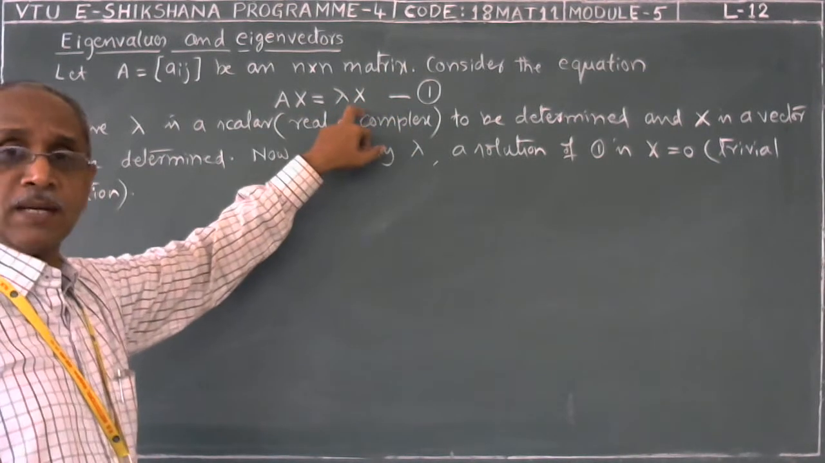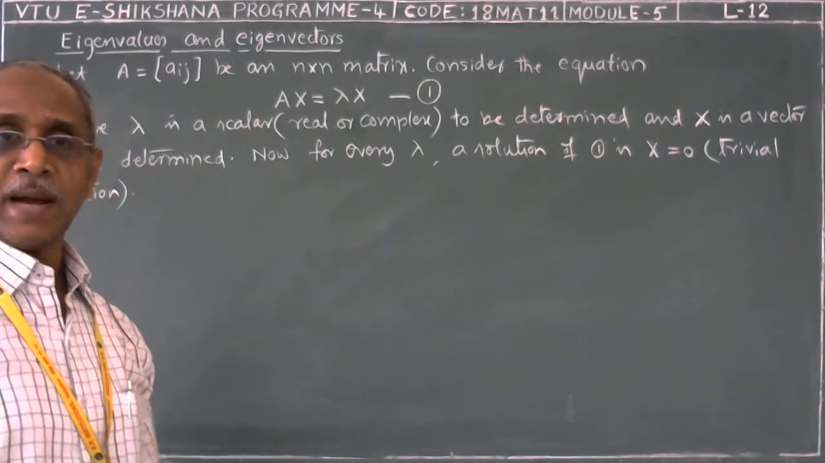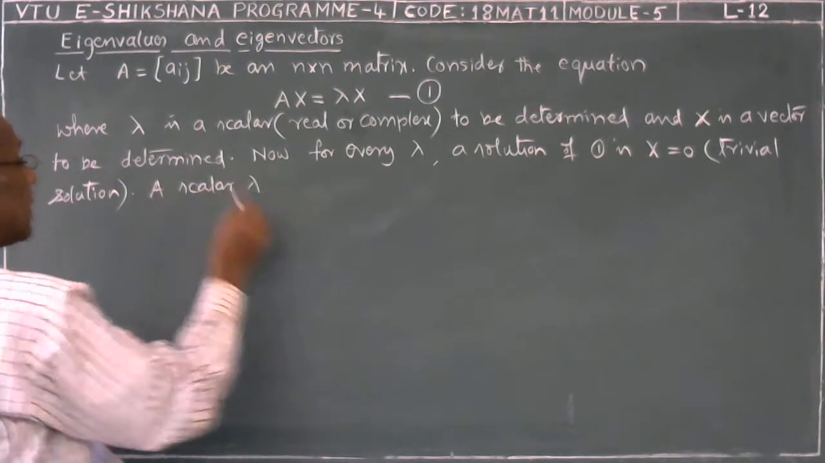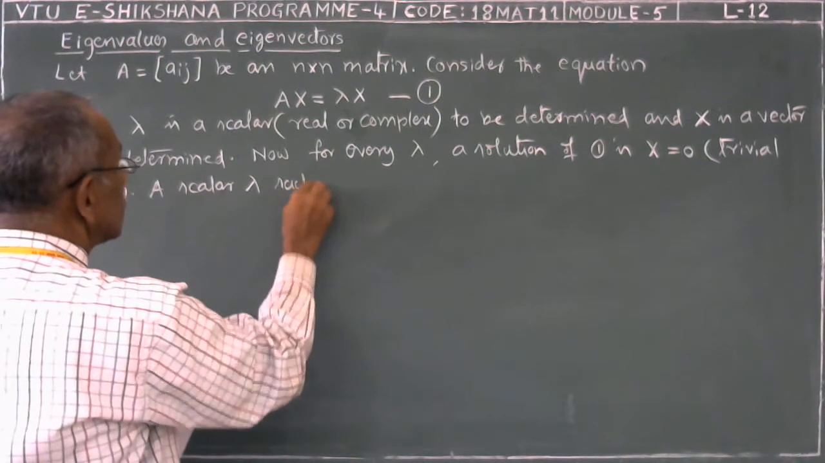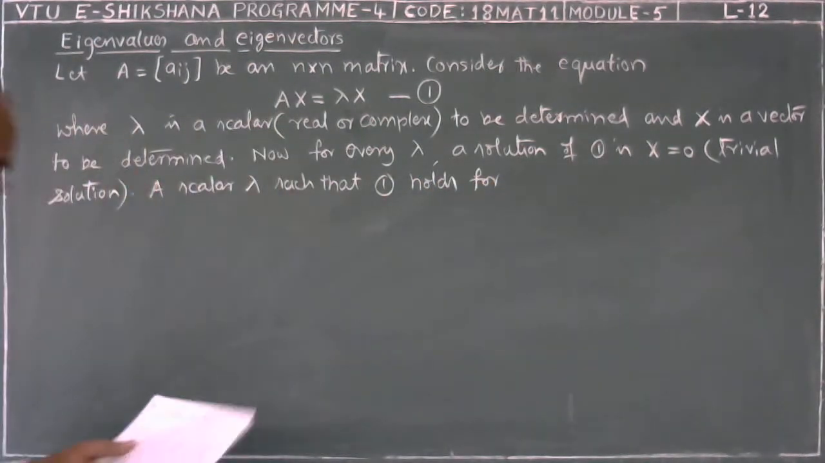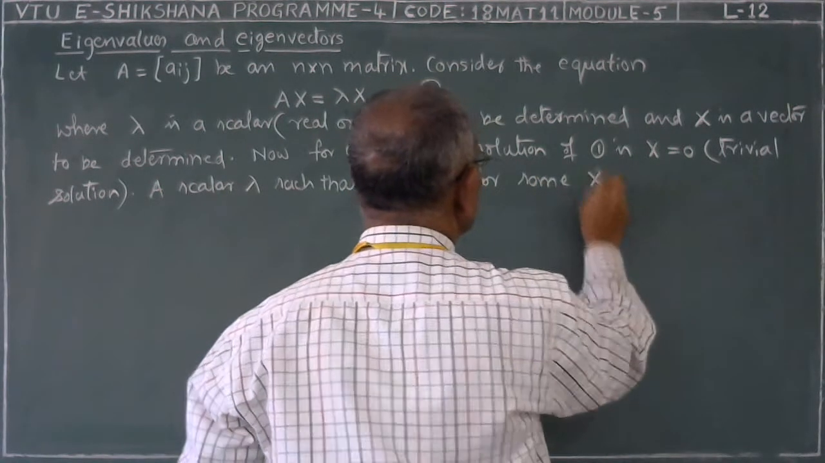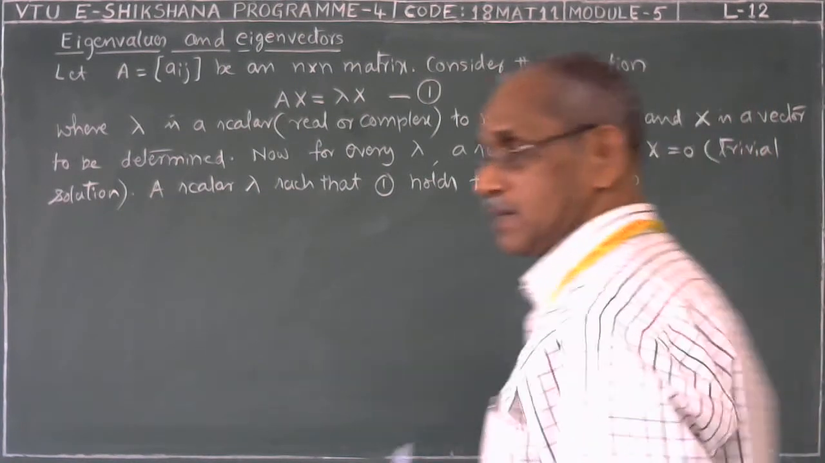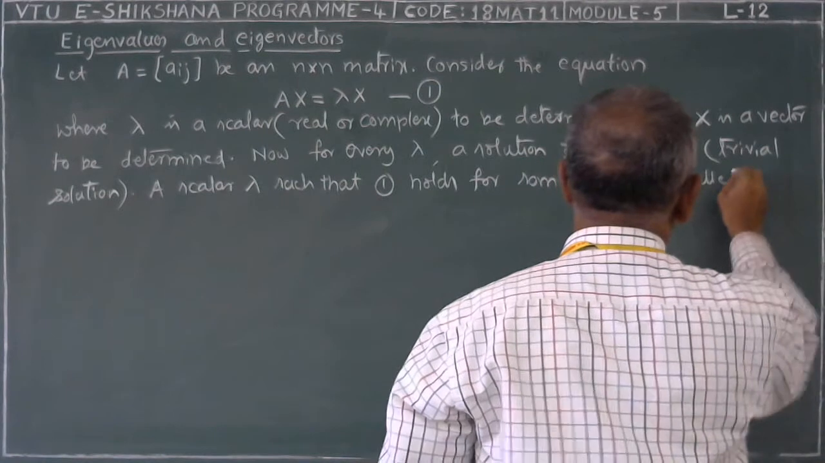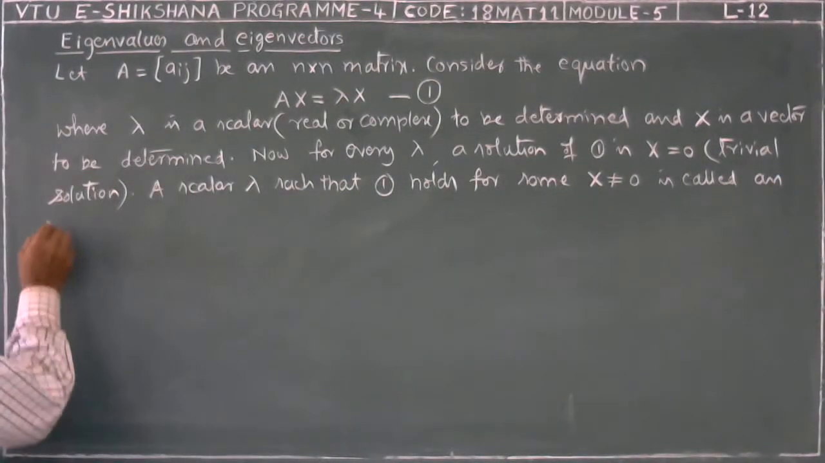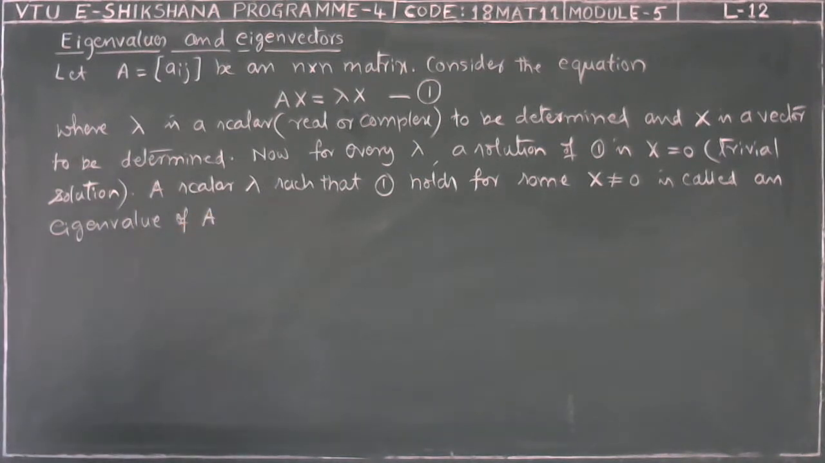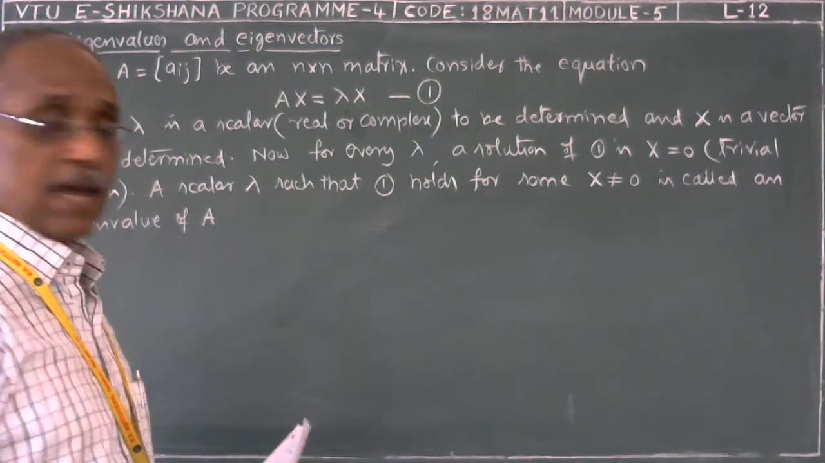But a scalar lambda for which equation 1 holds for some non-zero vector x, that is x not equal to 0, which means at least one entry is not equal to 0, is called an eigenvalue of A, and the vector x is called the eigenvector of A corresponding to this lambda.